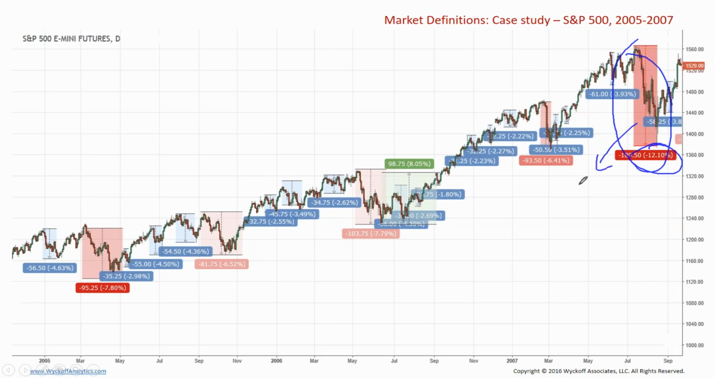So this constitutes a change of character for the whole move since 2003 that we've seen. And that would be an early indication of either a possible distribution or a possible much longer-term reaccumulation. So let's look at that.